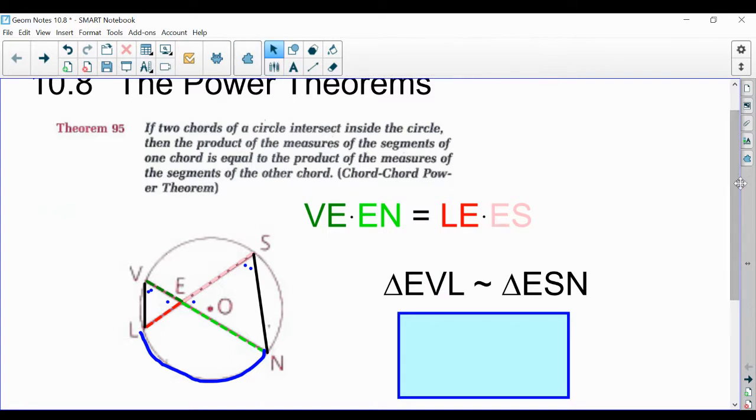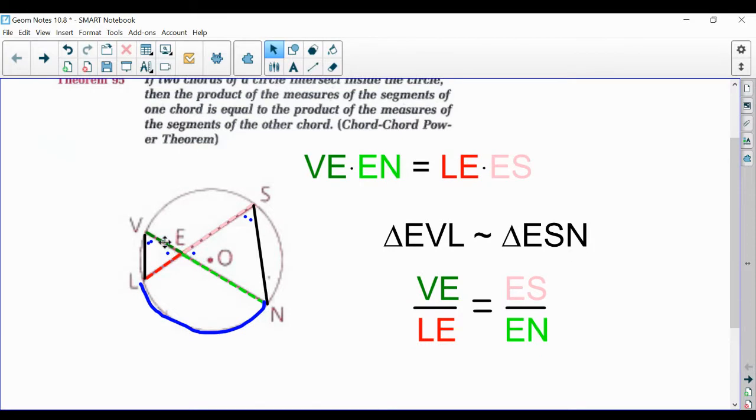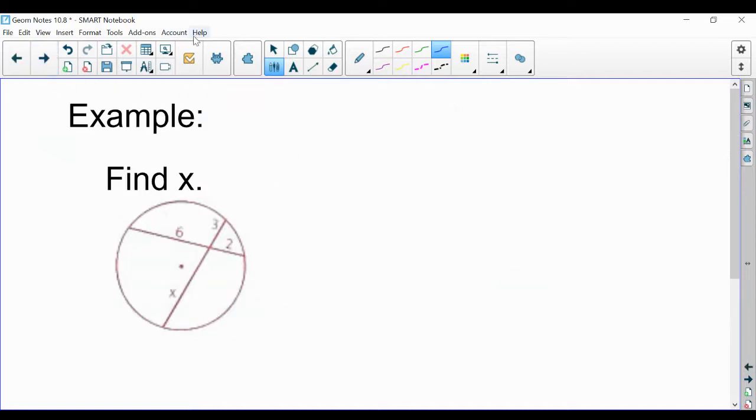When we have similar triangles, we can set up a proportion. And the proportion is VE is to LE as ES is to EN. And then we can go from the proportion to cross multiplying. And there we have VE times EN equals LE times ES. And there is where that comes from. Okay, so let's use it. This should be pretty straightforward.